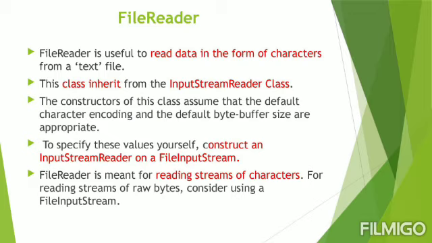The next thing is that the content has to be read from the file. For that we'll make use of the FileReader class. This is inherited from the InputStreamReader class. The constructor of this class assumes that the default character encoding and the default buffer size are appropriate. To specify these values, you have to construct an InputStreamReader on a FileInputStream. FileReader is meant for reading a stream of characters. For reading a stream of raw bytes, you have to make use of FileInputStream.